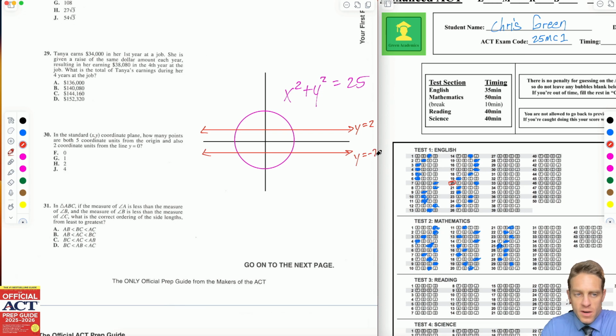And then the number of points of intersection is actually 4, right? This, and this.